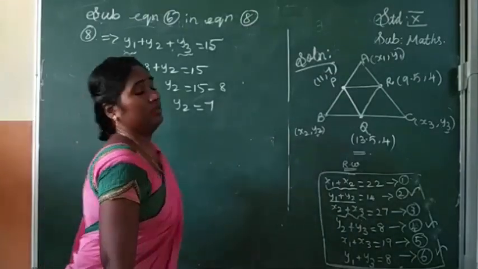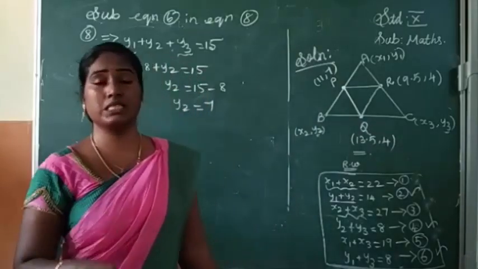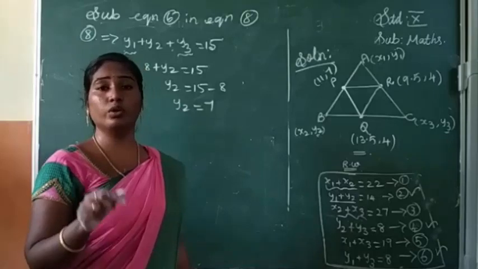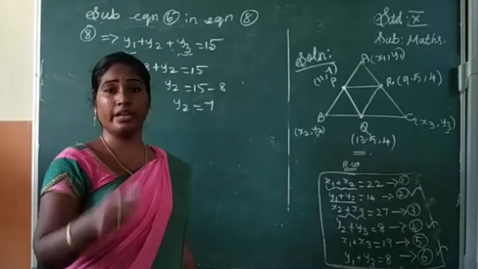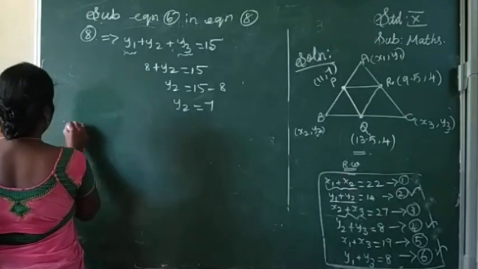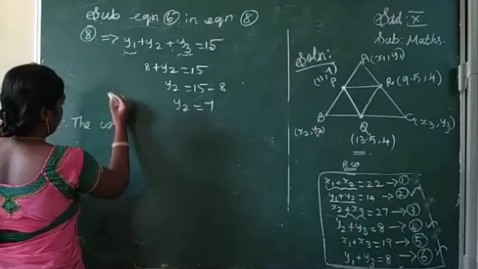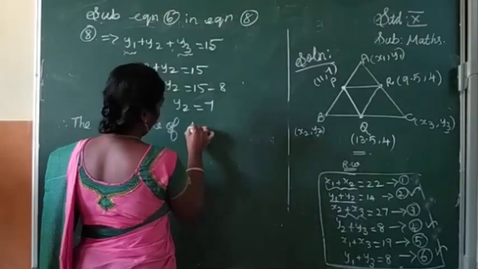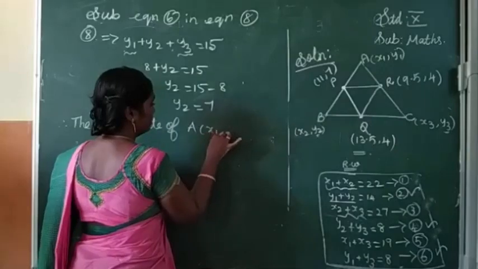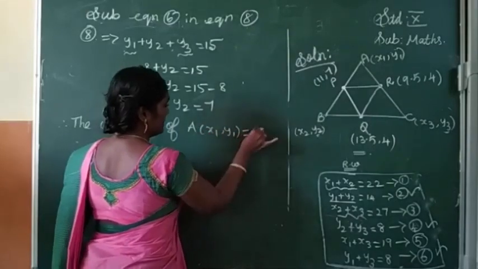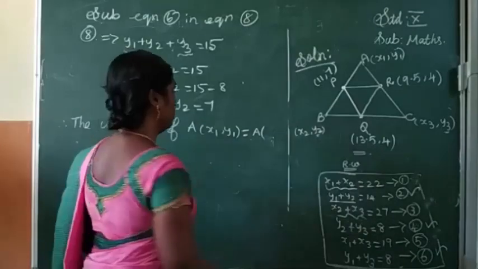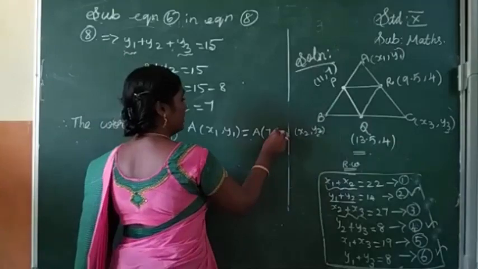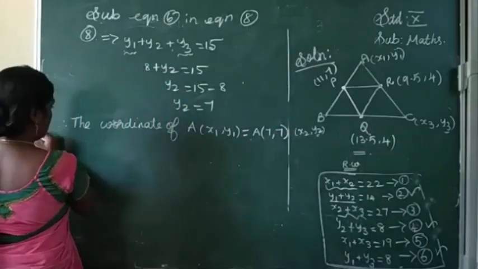Next, they told us to write the coordinates of A, B, C. Now we got the values of x1, x2, x3 and y1, y2, y3. Now we are going to join them and write the coordinates. So first write, therefore, the coordinate of A. The coordinate of A we don't know. We take x1, y1. So write this A. The x1 value we already got, so just write that value. x1 value is 7 and y1 value we also got, so mention it.